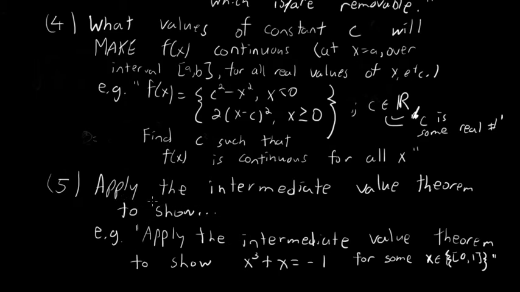And finally, you could be asked to apply the intermediate value theorem to show something. For example, apply the intermediate value theorem to show that x cubed plus x equals minus 1 for some x in the closed interval 0 to 1. And these curly brackets here are just set notation. So for some x belonging to the set of real numbers in the closed interval between 0 and 1.